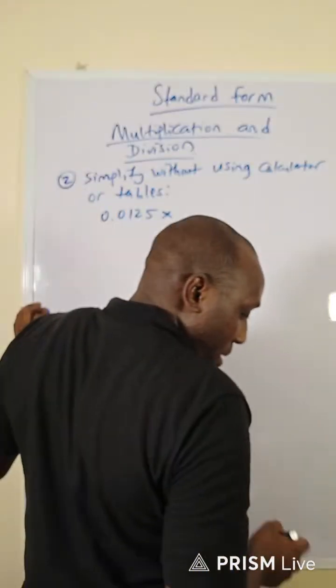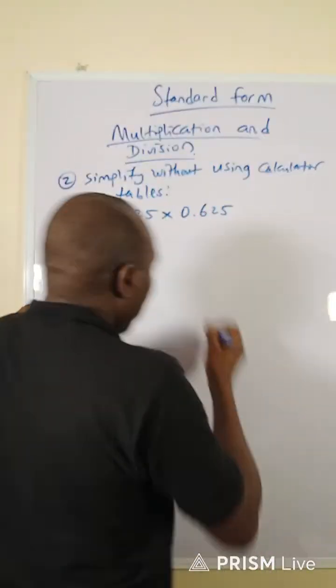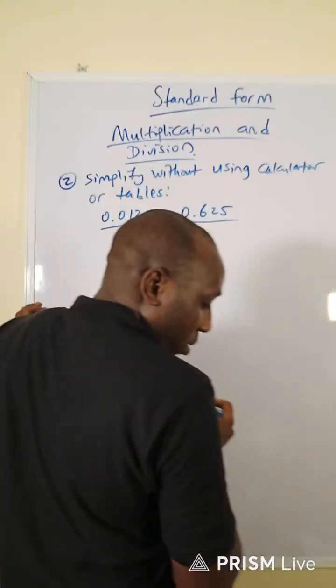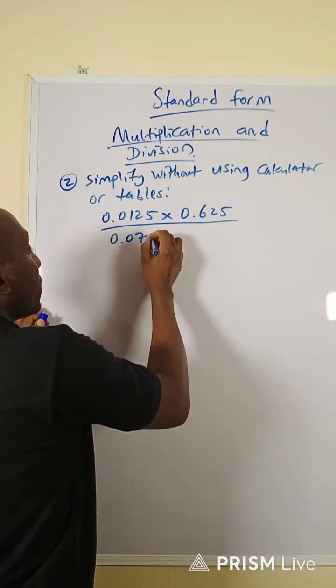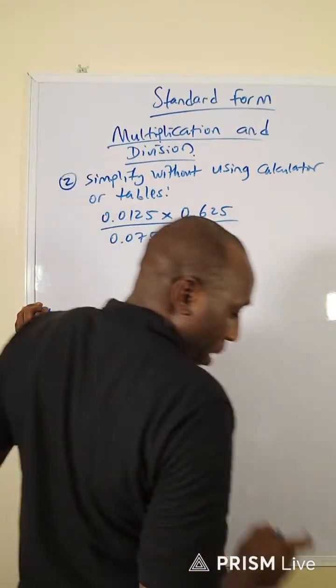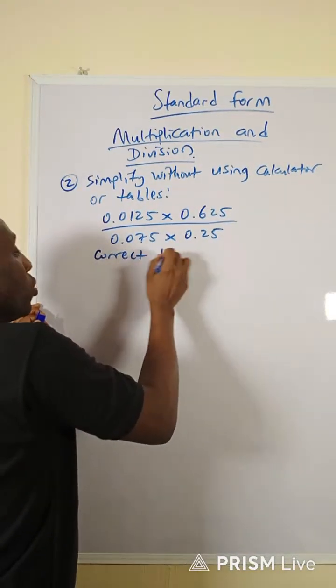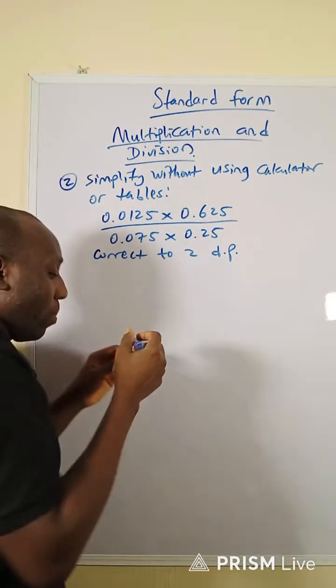0.0125 times 0.625 over 0.075 times 0.25, and they said correct to 2 decimal places. Correct to 2 DP, which stands for decimal places.